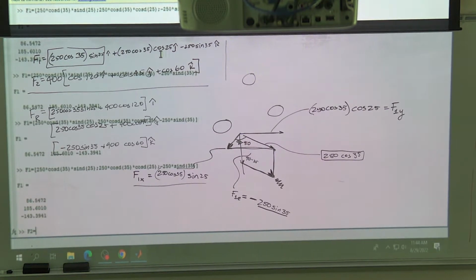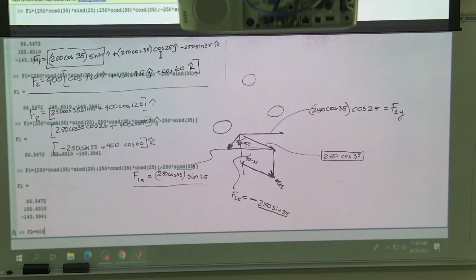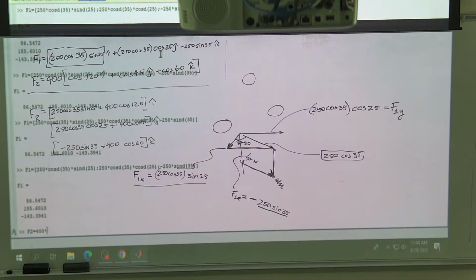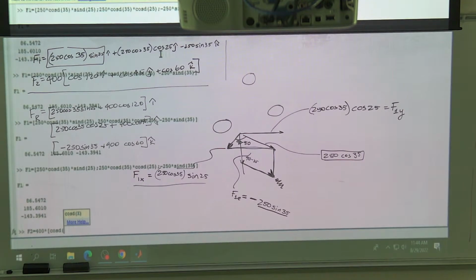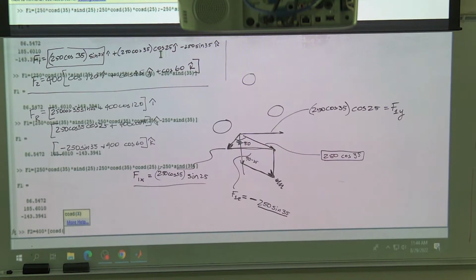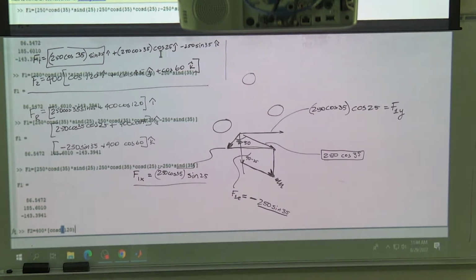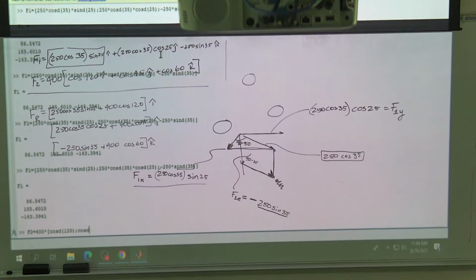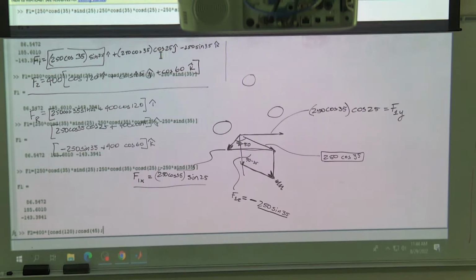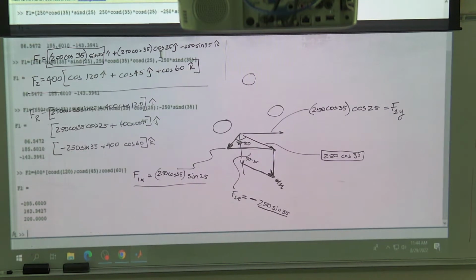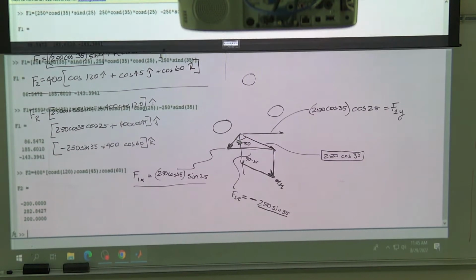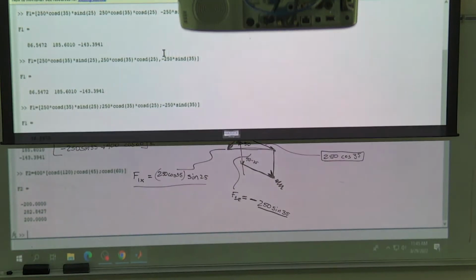F2 is equal to 400, and I'll put a times, and I'll put the vector here. Cosine degree of, oh geez. See, that's the problem of doing it this way. Glasses, no glasses. Gosh, it says 120. And then semicolon, cosine degree of 45. Semicolon, cosine degree of 60. And then I get my vector. Now let me drop this. Let me show you why and what you can do here.